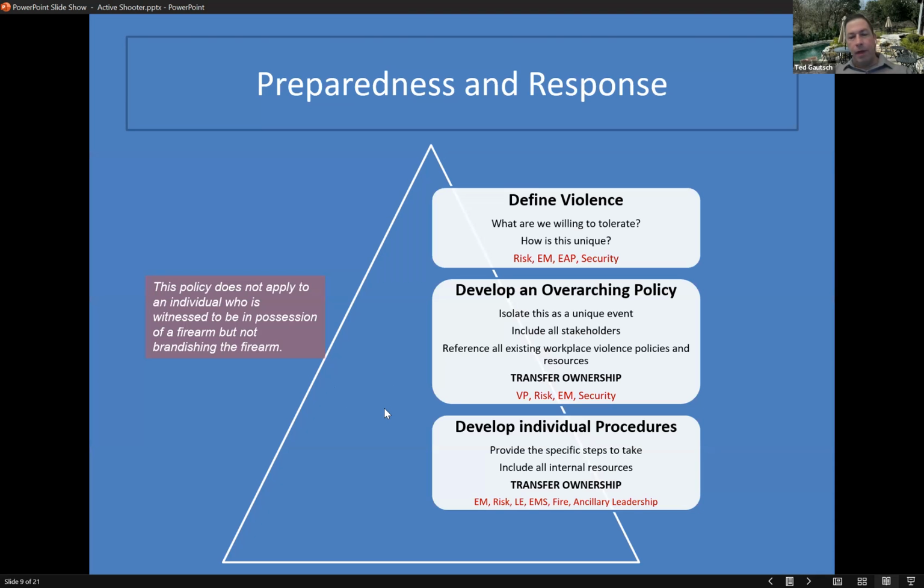This may not apply to everybody, but this is one thing I've done for a large organization in terms of preparedness and response. The one thing I brought forth and teach is that an organization first must define violence. You have to define violence on your own for your own organization. Then you develop an overarching policy, especially in a large organization. You can't have 99 different policies. You have to have one policy that covers all of this, includes all your stakeholders, and transfers ownership at the same time. Then develop individual procedures. For a healthcare organization, you have hospitals, medical clinics, EMS spaces, retail pharmacies, hospice houses, all these types of things. So you have to develop individual procedures for each business unit, so that the procedure actually applies to their environment, and they can take action and reference that overarching policy if need be.